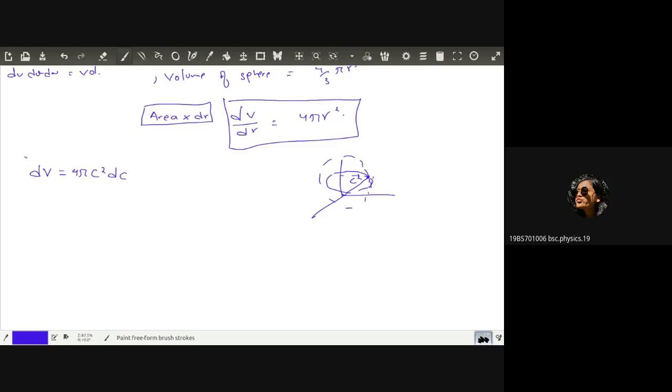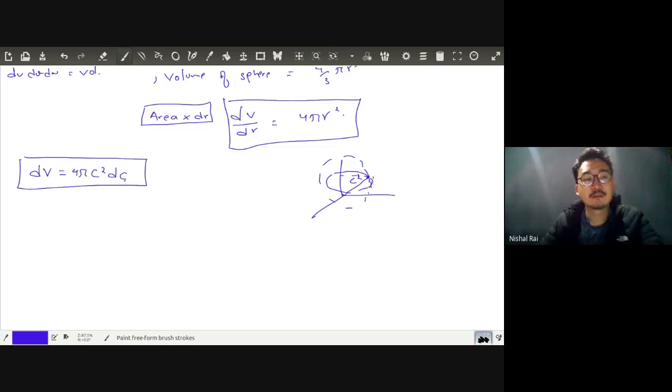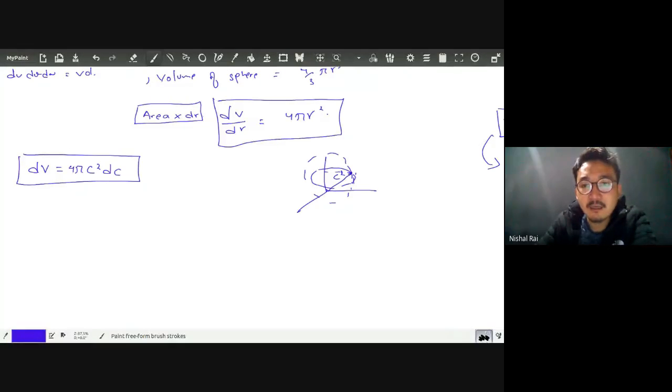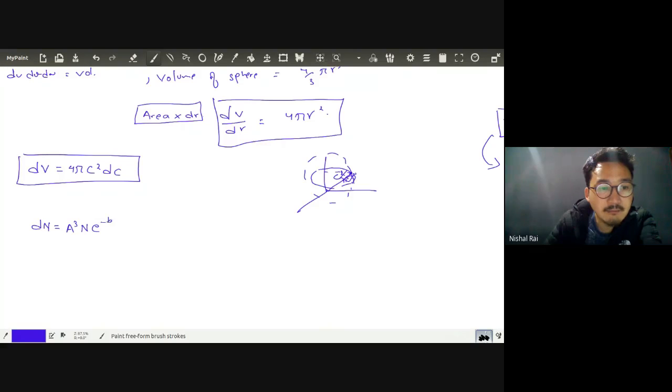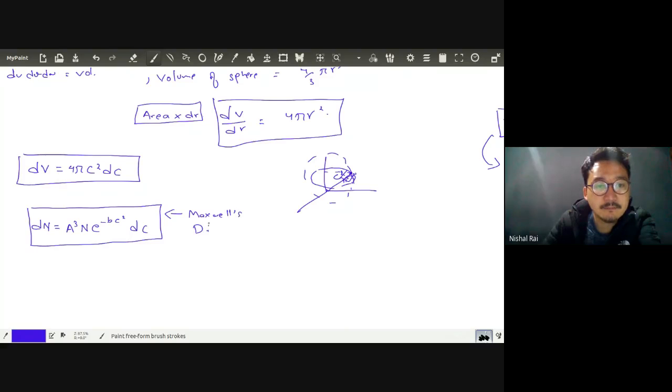So finally, you have an expression for dn, the number of particles present in this small volume. dn can be written as 4 pi a cube n c square e to the power negative b c square dc. This is basically your Maxwell's distribution law.